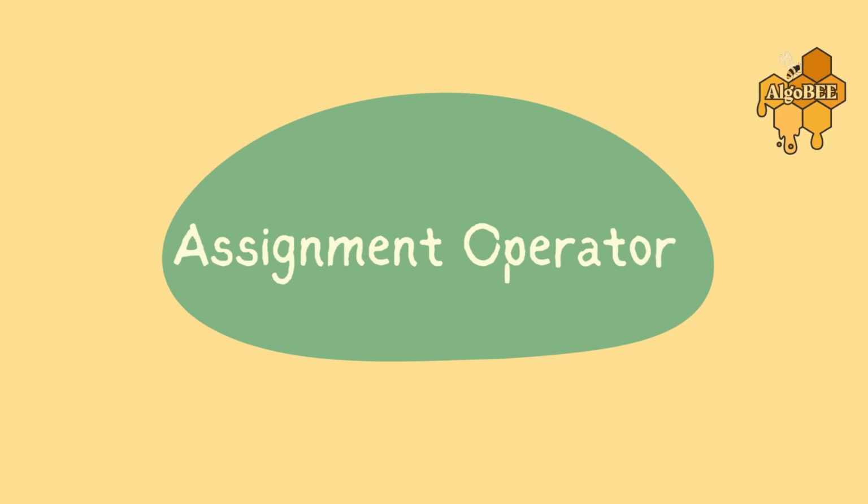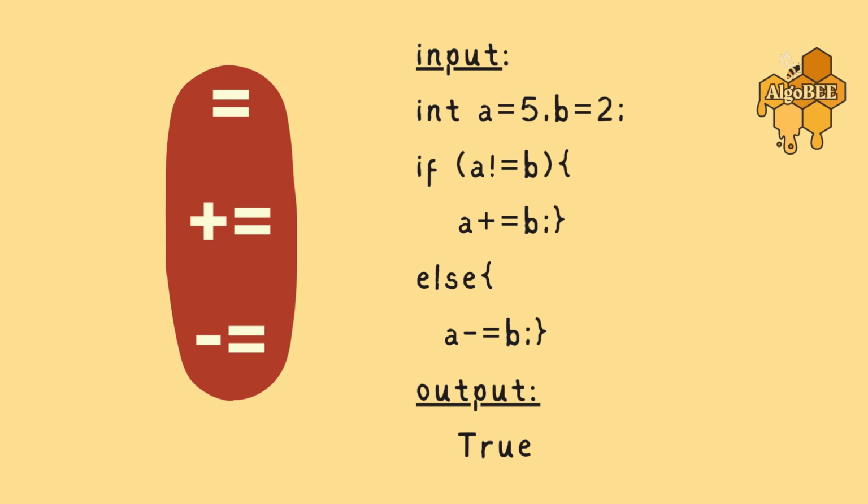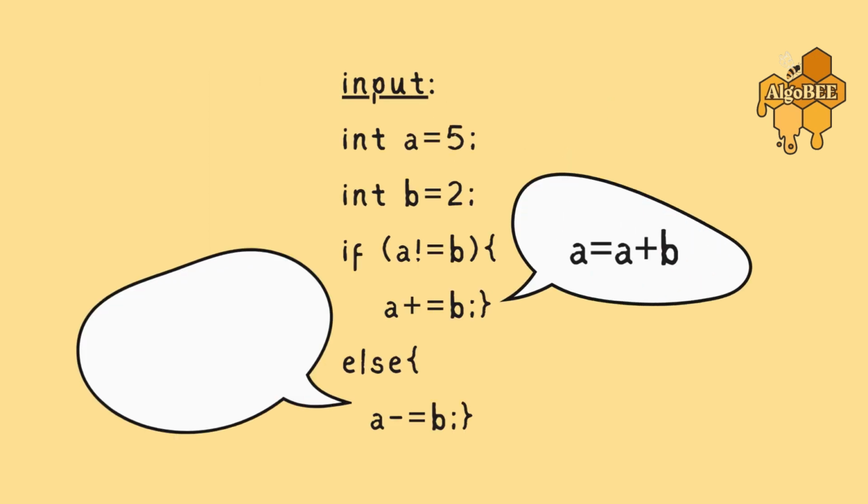Now we have assignment operators. These are equal, plus equal, minus equal. In this code, the plus equal operator indicates A equals A plus B after execution. In the same way, the minus equal operator indicates A equals A minus B.